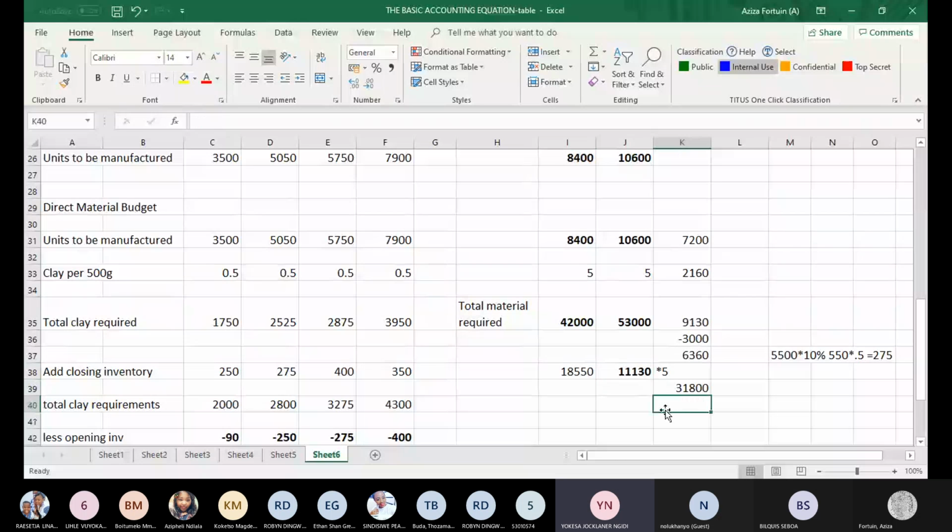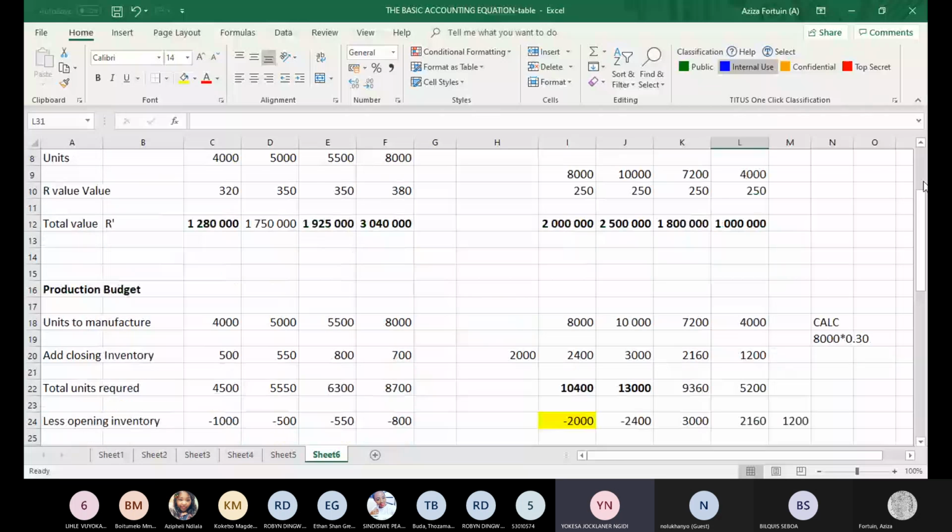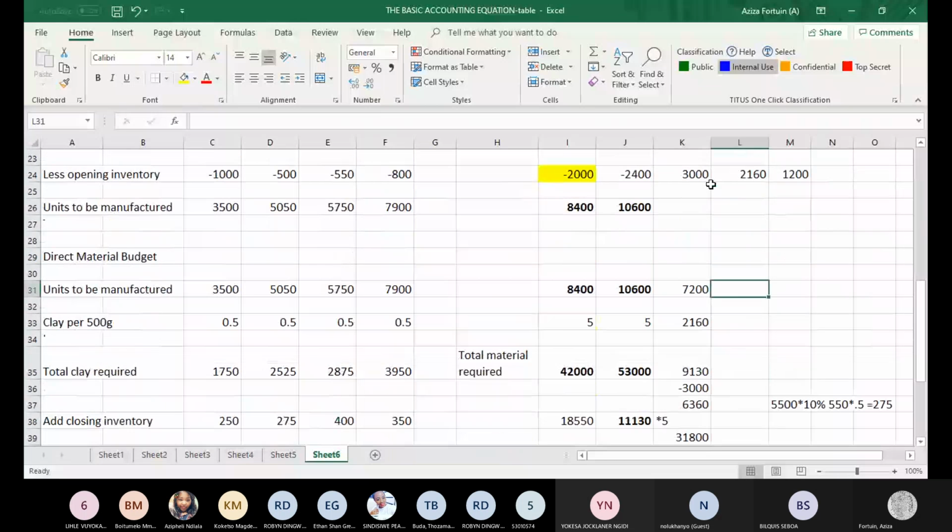I'm with you, but I didn't work it out the same way you did. Did you get 11,130? Yeah, that 31,800. How did you get your 31,800? Okay, this is how I did it. You mentioned to us previously in the topic, remember, we already know by my production budget the units that need to be manufactured. Am I correct? Yes, which was the 3,000 here. Where did you get the 3,000? We calculated it here. Yes, 3,000, that was from your opening inventory.